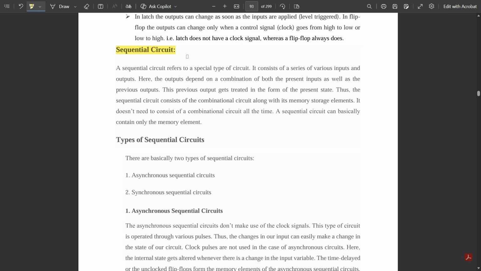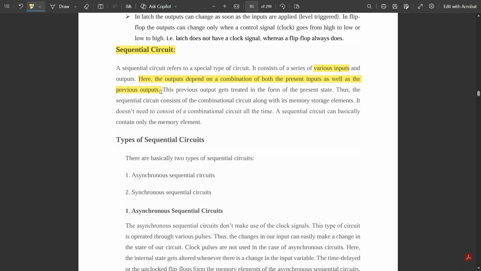Let us see what we mean by sequential circuit. A sequential circuit refers to a special type of circuit. It consists of a series of various inputs and outputs. Here, the outputs depend on the combination of both present inputs as well as the previous inputs. I hope you know this definition by now, because in module 1 we discussed that the outputs depend on the combination of both present inputs as well as previous state inputs.